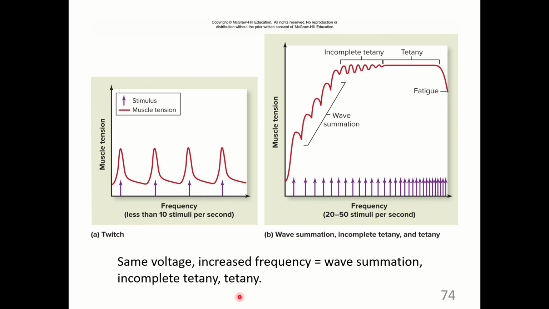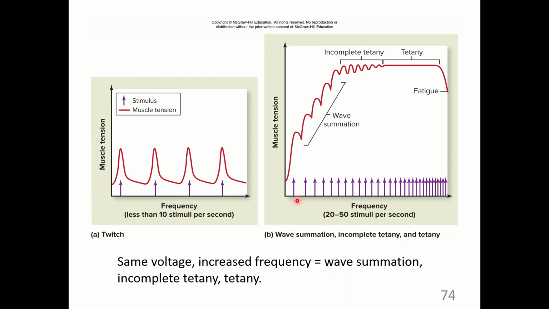So here we see the increased frequency where it's less than 10 stimuli per second and the muscle can go back to resting in between stimuli. So this is the muscle twitch. So move, relax, move, relax, move, relax.